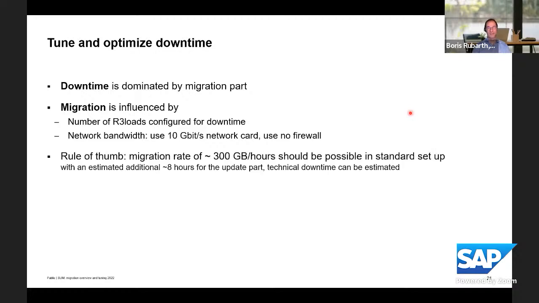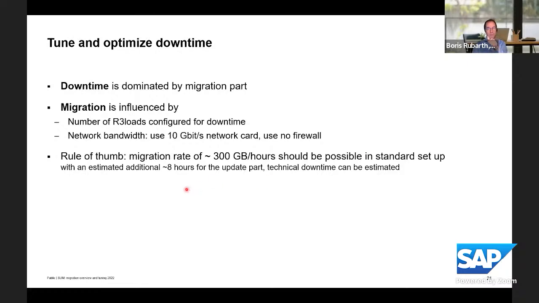The rule of thumb, based on all the experiences we have, is for a standard setup, for a typical setup, you should be able to reach a migration rate of, for example, 300 gigabyte per hour. So that is an indication if you start your first tests and you read the log files of the software update manager and you find, well, the tool tells me we have a migration rate of 40 gigabyte per hour, then you should consider there's something wrong. You have to tune the procedure or find out whether there's a firewall, for example.